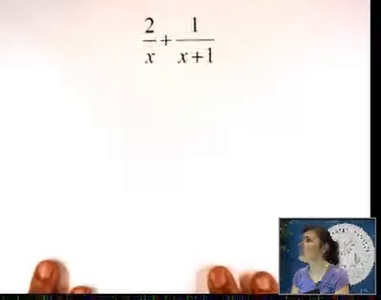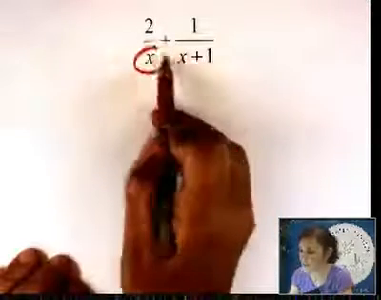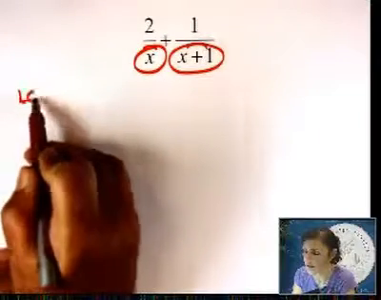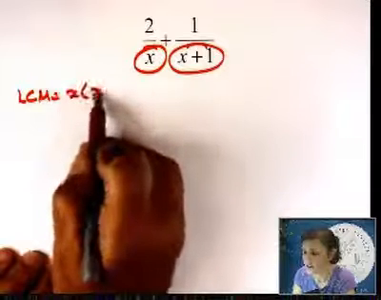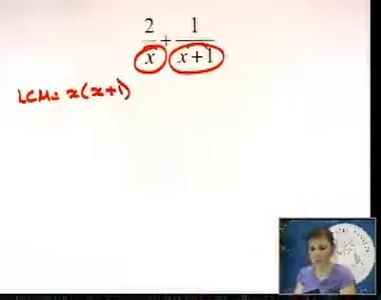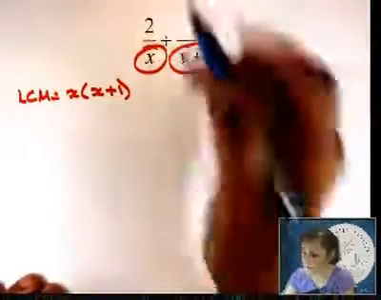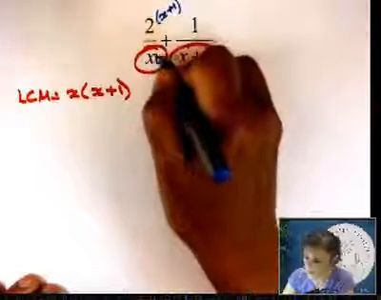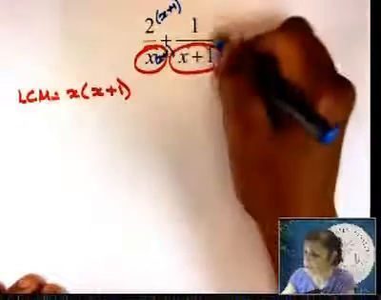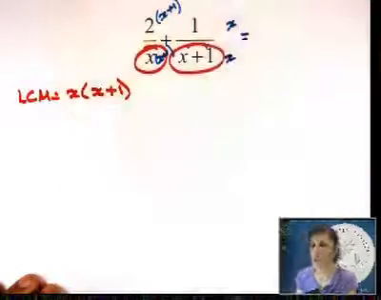Well, what happens when they are not like? One quick way is to look at your denominators and multiply them across. I know that the lowest common denominator, the lowest common multiple, of x and x plus 1 is x times x plus 1. So you kind of go, okay, what am I missing in this term? I'm missing an x plus 1. What am I missing in this term? I'm missing an x. Multiply them across.